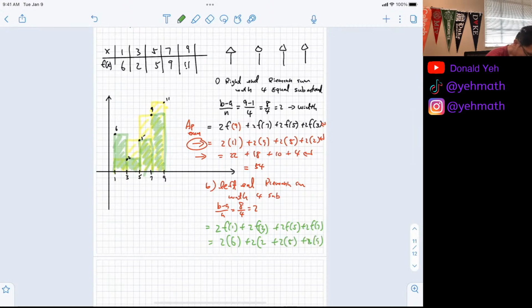Again, if you write out this, they will give you most of the credits, but I'm going to evaluate it. This one's 2 times 9, so 18. So it'll be 30, 44. So that's my answer. So it was a 54 or 44. Left Riemann sum's a little bit less.